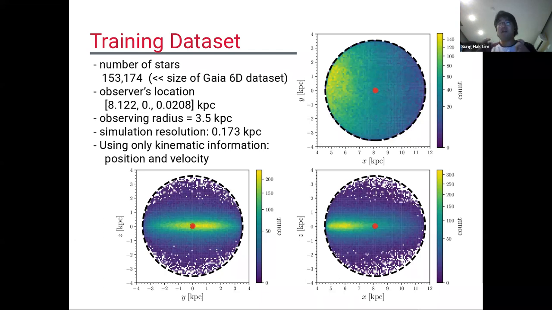And one thing you should be aware of is that the simulation also has its resolution, which is this number, 0.173 kiloparsec. If we try to do something below this scale, you may end up seeing just a noisy result due to the resolution. So in order to avoid this, we are trying to do all the analysis above this resolution scale.